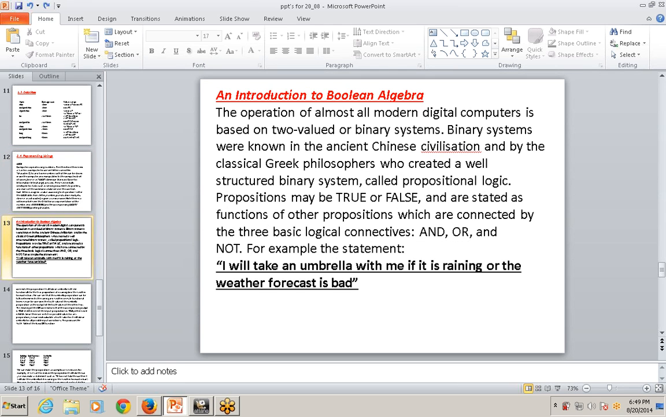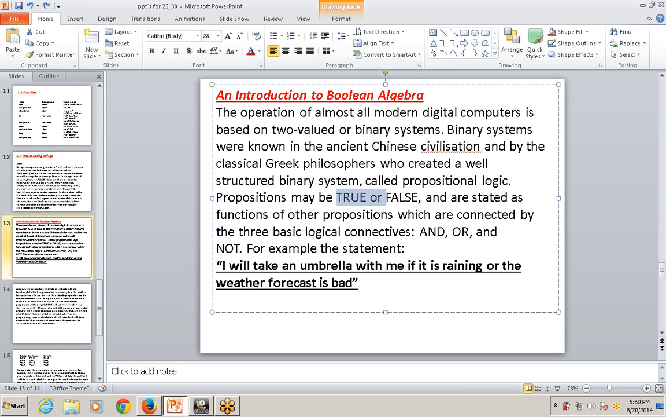Then we also talked about some Boolean algebra, that there are 3 types of connectors: AND, OR, NOT. AND is used for multiplication purpose. We can multiply 2 numbers with the help of AND operation. Then there is an OR operation, we can add 2 numbers. There is a NOT operator, we can give the reverse of that digit, meaning 0 is converted into 1 and 1 is converted into 0.